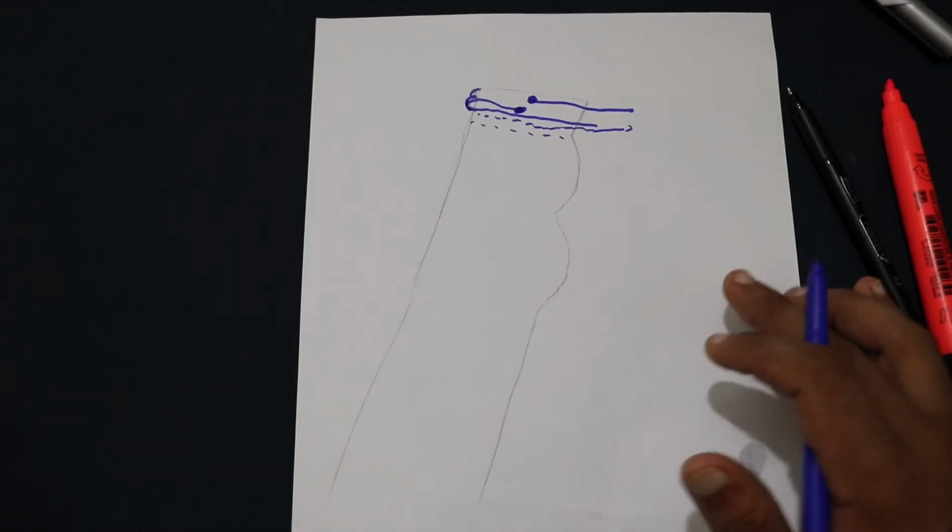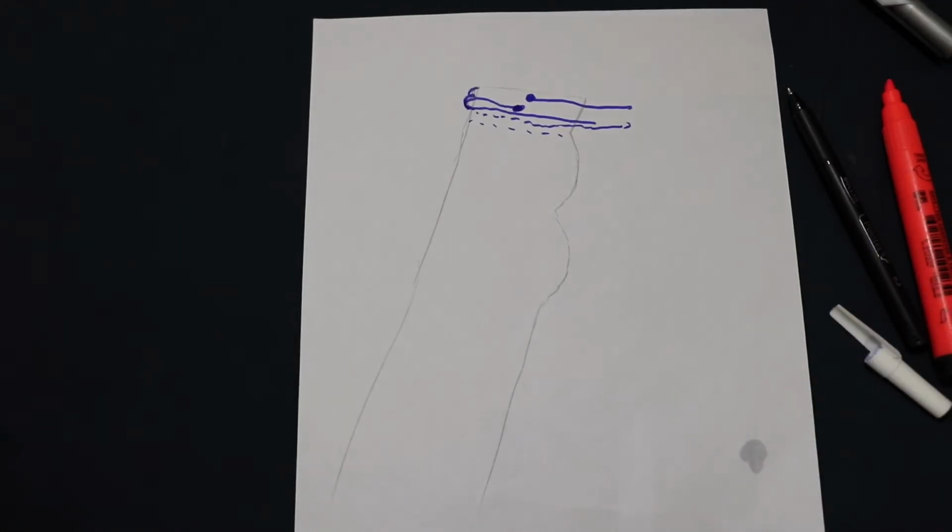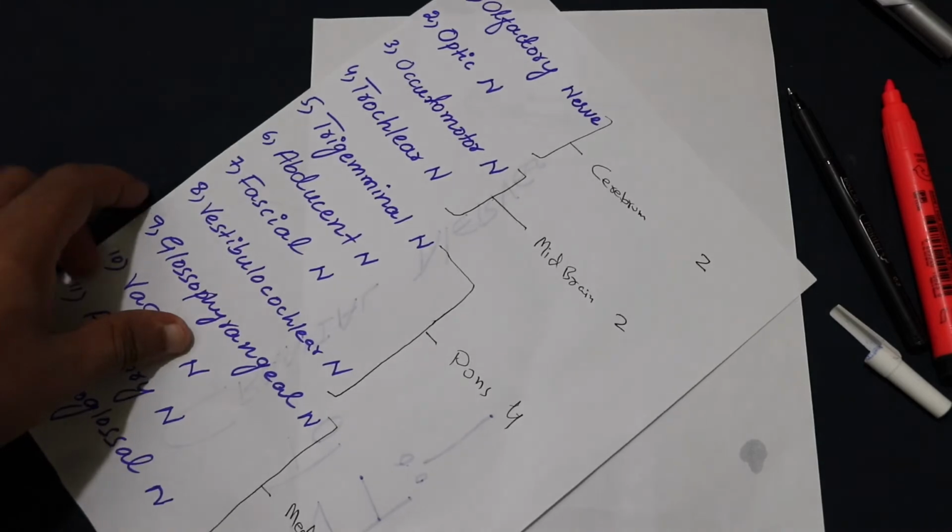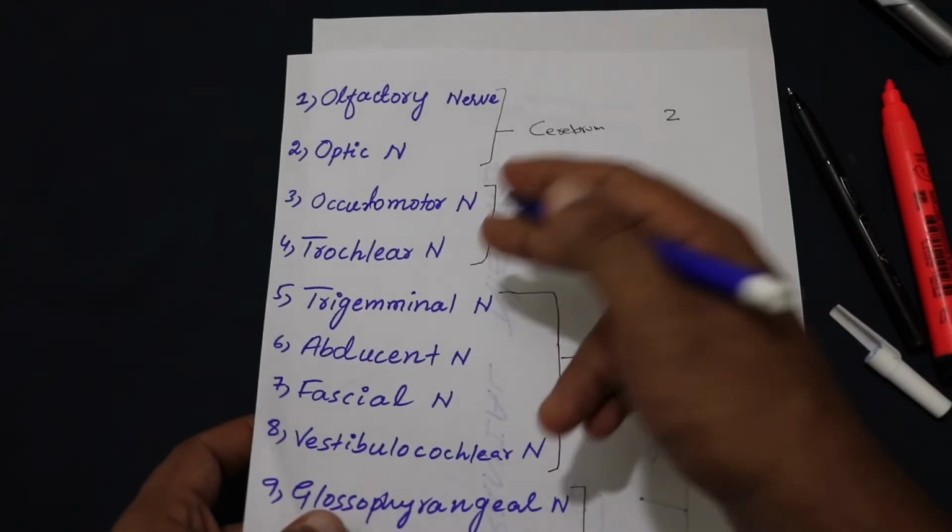Now we'll be talking about the trigeminal nerve, which is the fifth cranial nerve. So we are done with the midbrain, where we have two nerves, oculomotor and trochlear.